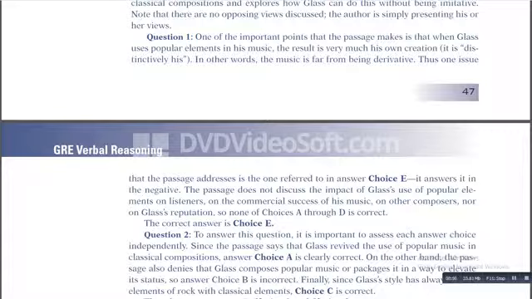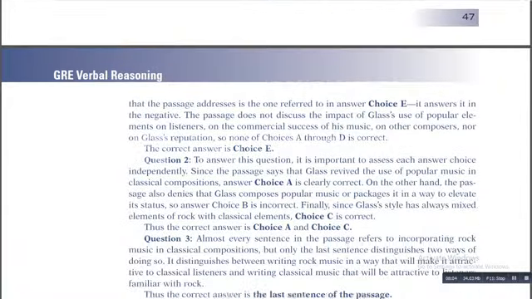Now, the second question. To answer this question, it is important to assess each answer choice independently, since the passage says Igarashi revived the use of popular music. They said answer choice A is clearly correct. On the other hand, the passage also denies that. Now, let me come to the conclusion. Finally, option C is correct too. So A and C is correct.